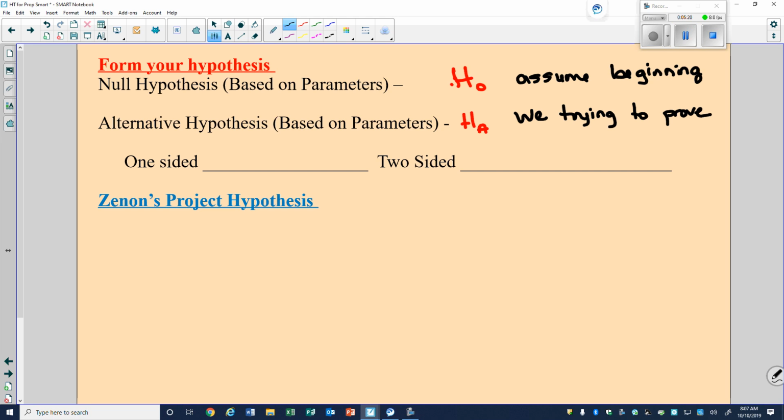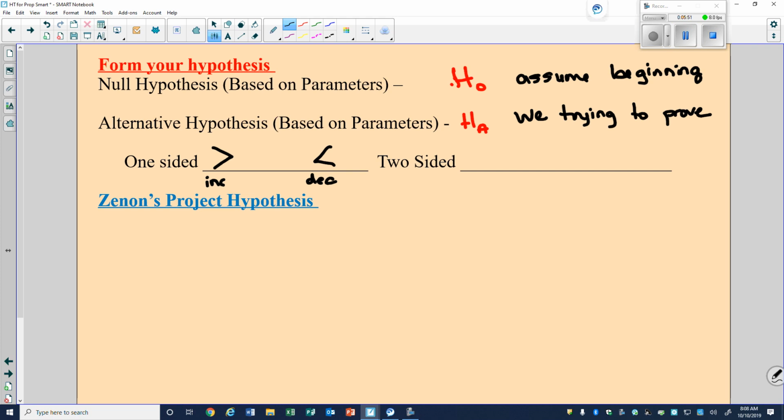And what we are trying to prove should be based off of the result that we got. Now, this alternative hypothesis could be one-sided or it could be two-sided. So if you are trying to improve or trying to prove that something increased, then we would want to use a greater than for our alternative hypothesis.